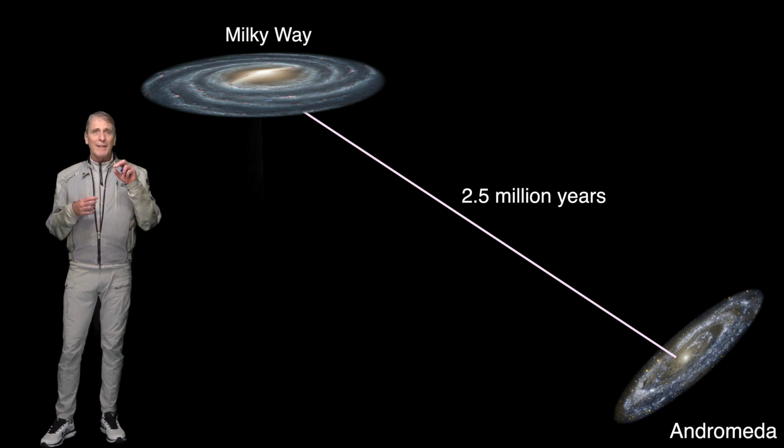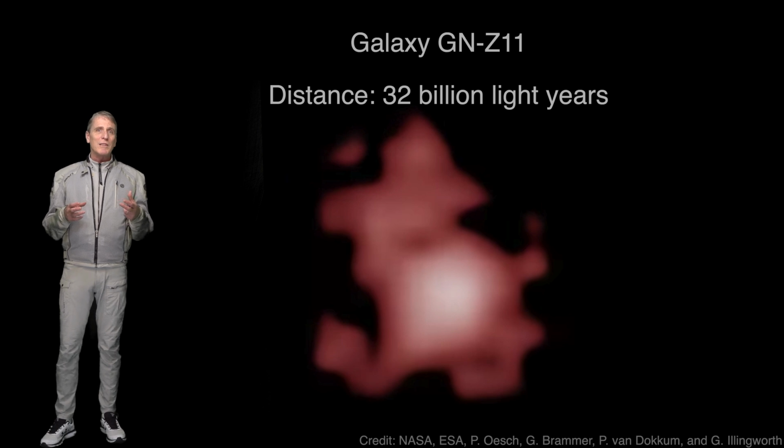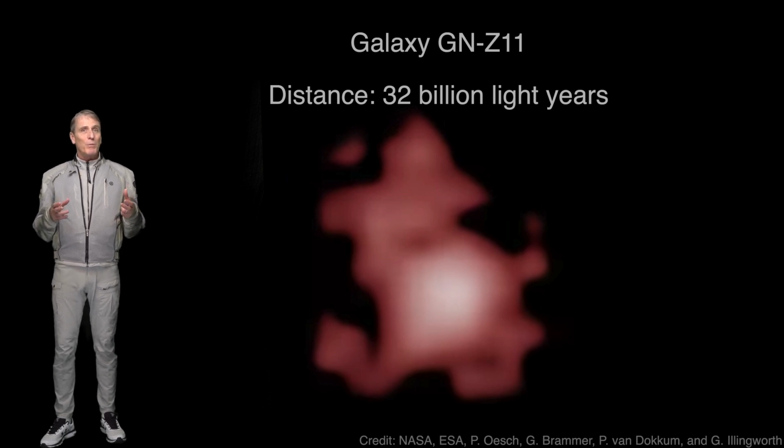The farthest galaxy identified so far is GN-z11. Because this galaxy is so far away, and because of Hubble's current optical limitations, we don't see much detail. And details would be super helpful because they could help us understand how our galaxy formed in the dawn of the universe.